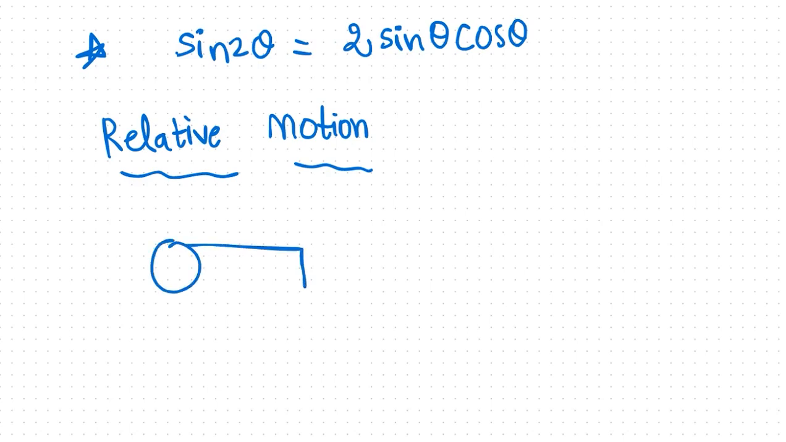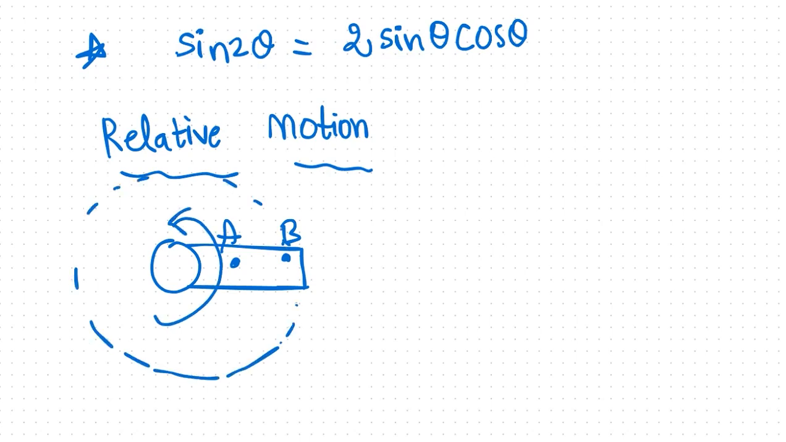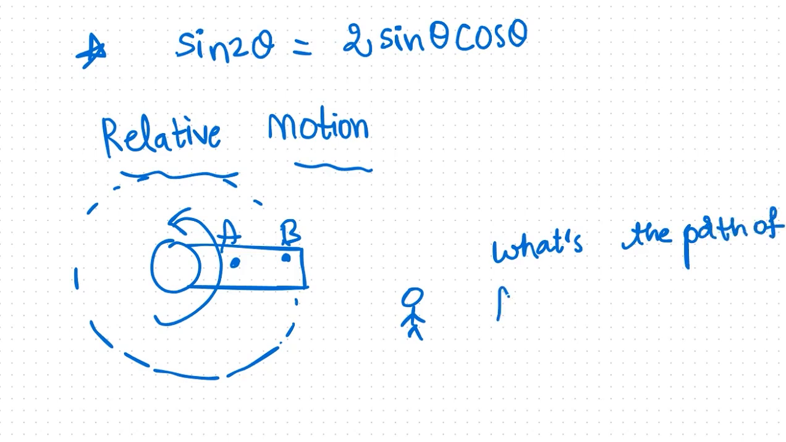Let's say there was a fan here. I'll take only one wing of the fan. Let's say there was an ant at A and there was an ant at B. The fan rotates, correct? Circular motion. If there was a person here, what is the path of ant A with respect to the person on the ground?